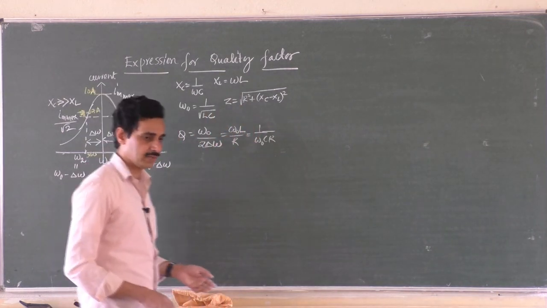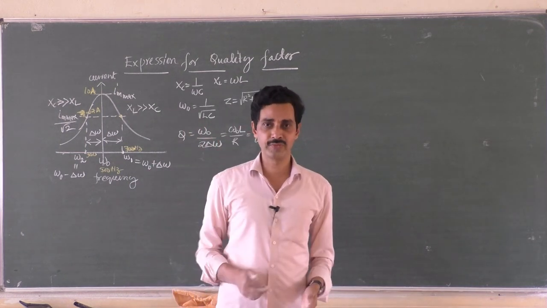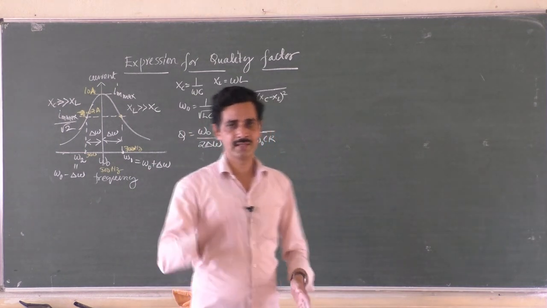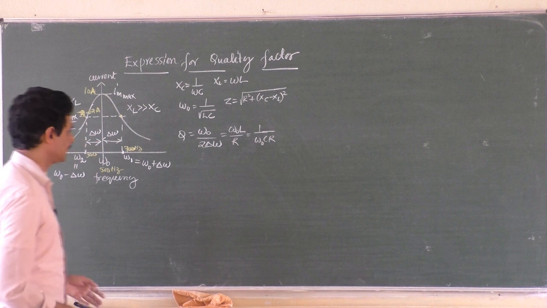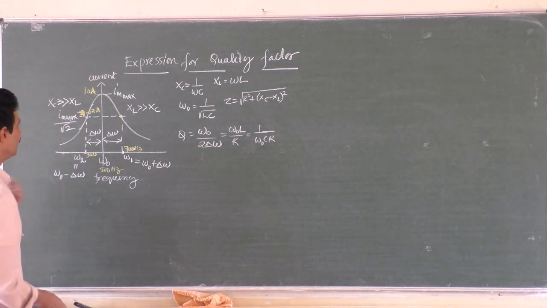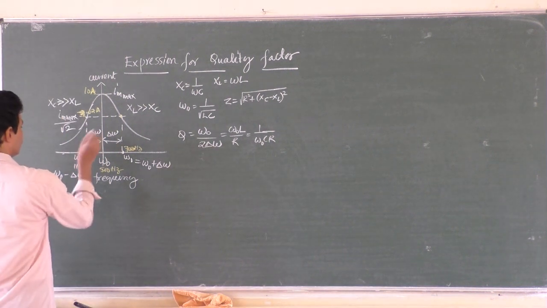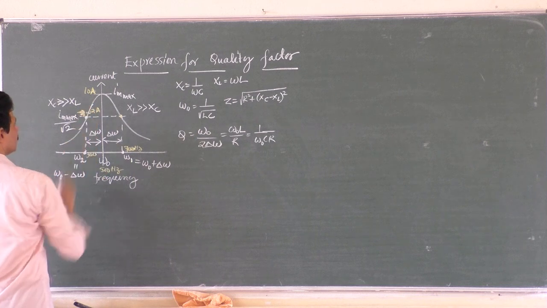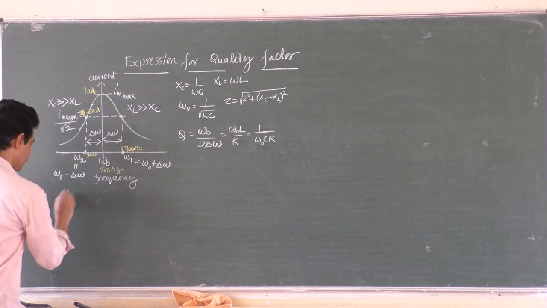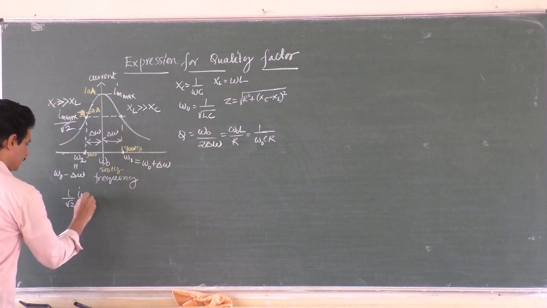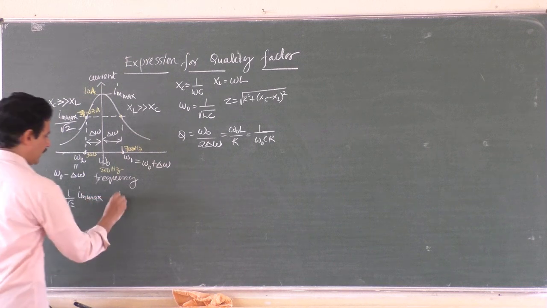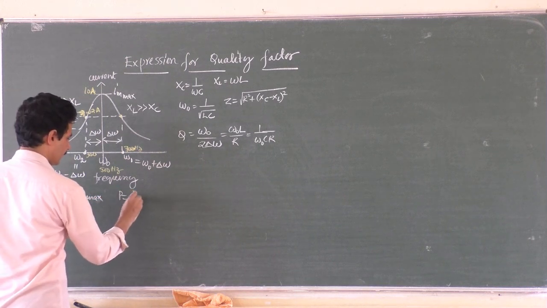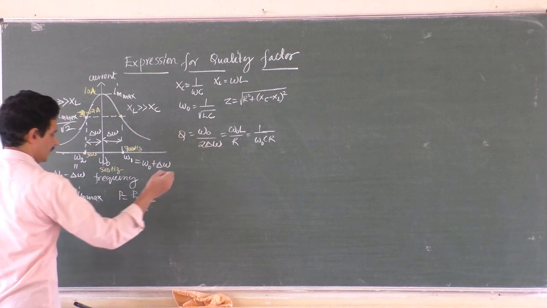So how do you define bandwidth? Or we will go to cutoff frequencies. What are cutoff frequencies? Cutoff frequencies are the frequencies at which current in the circuit is at least 1 by root 2 of the maximum value, or power reduces to half of the maximum value, right?